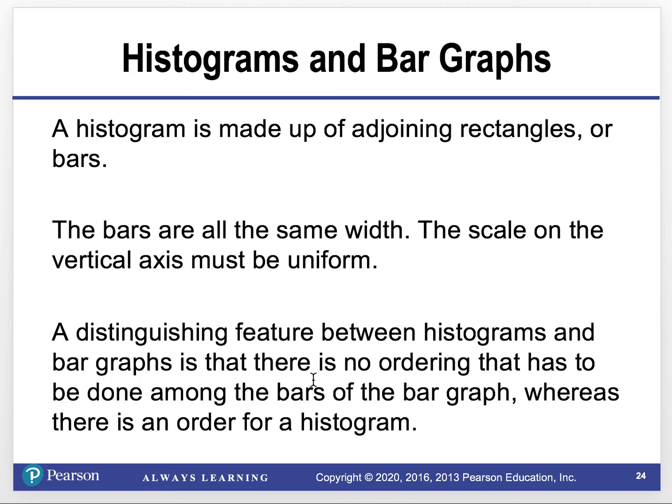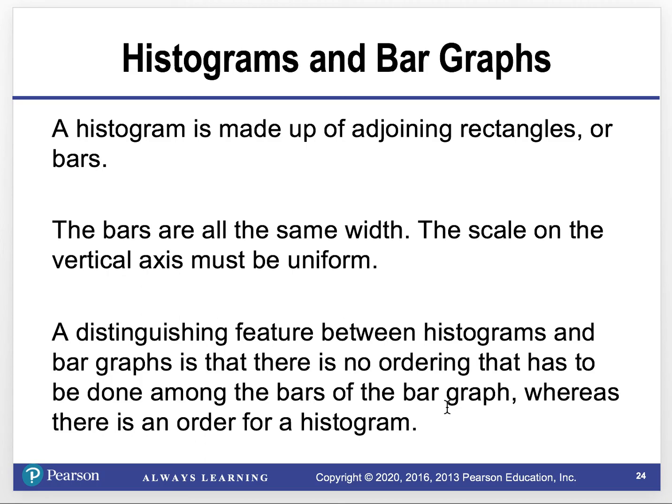Okay, histograms and bar graphs. A histogram is made up of adjoining rectangles or bars. The bars are all the same width. Okay, and the scale on the vertical axis must be uniform. This is important. A distinguishing feature between histograms and bar graphs is there's no ordering on a bar graph. Ordering is not necessary. Bar graphs are used with categorical data, like we were talking about earlier.